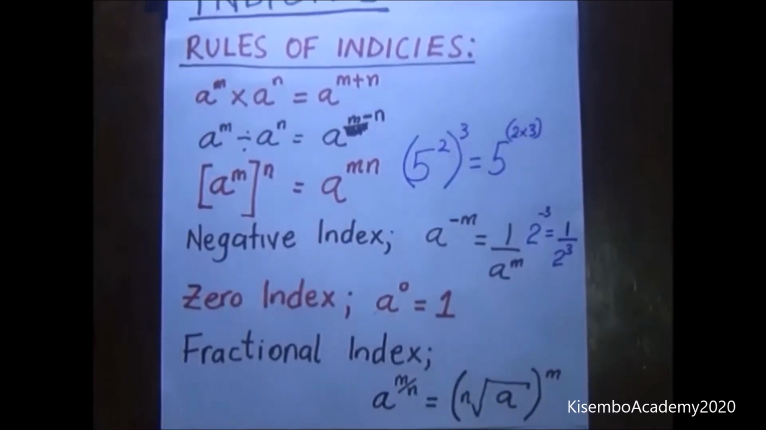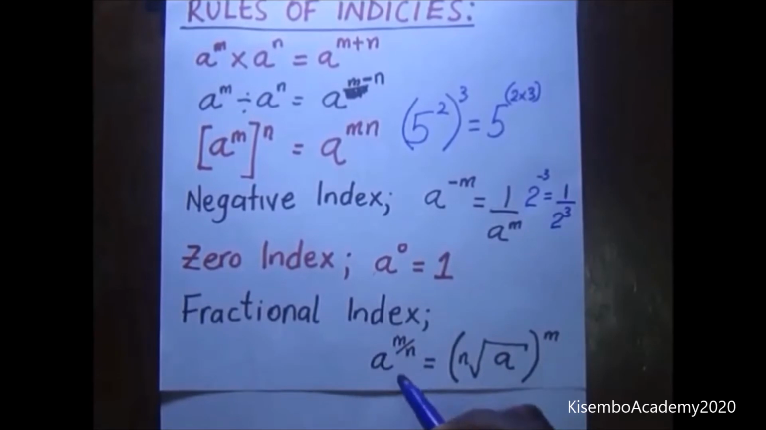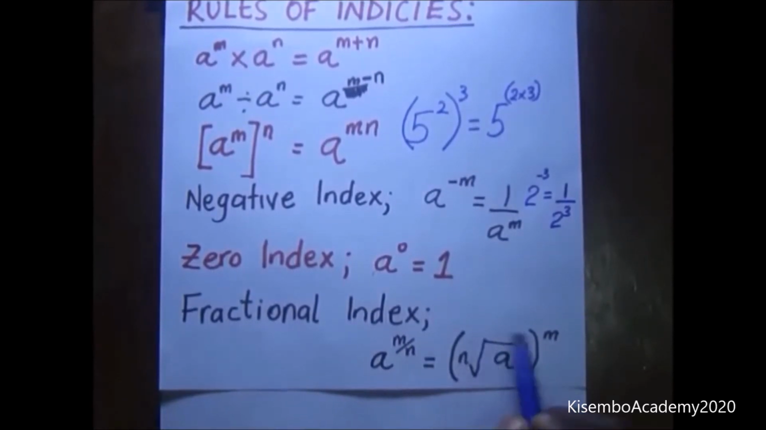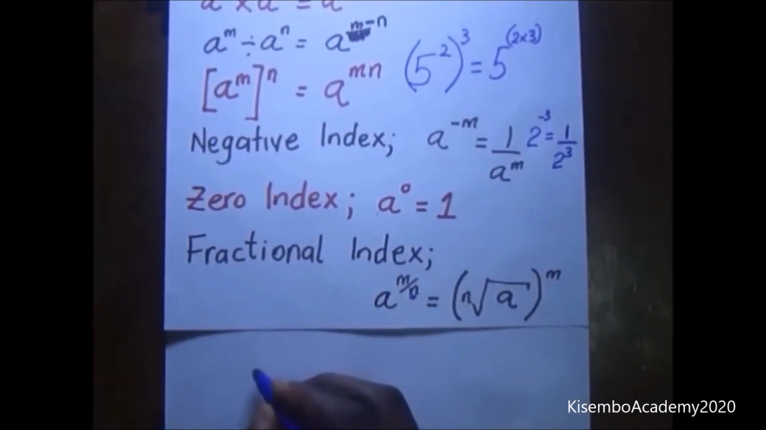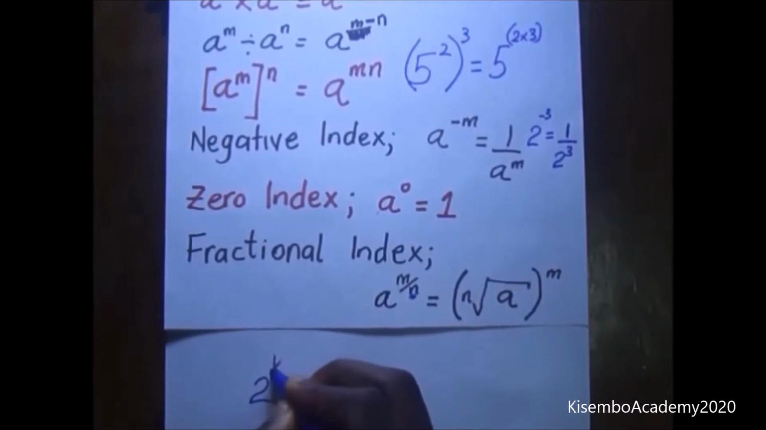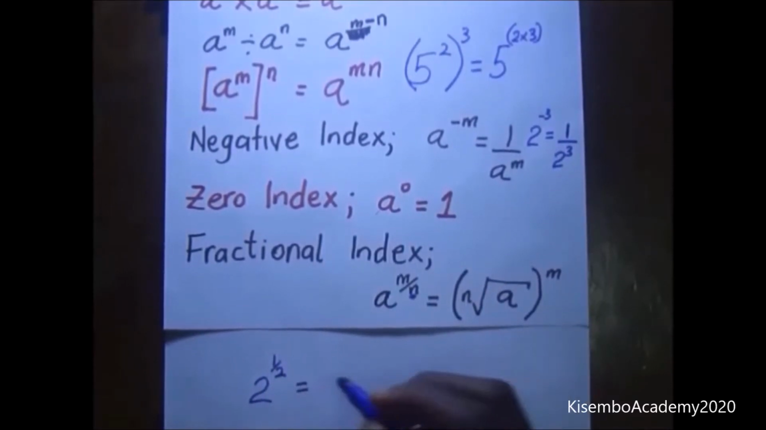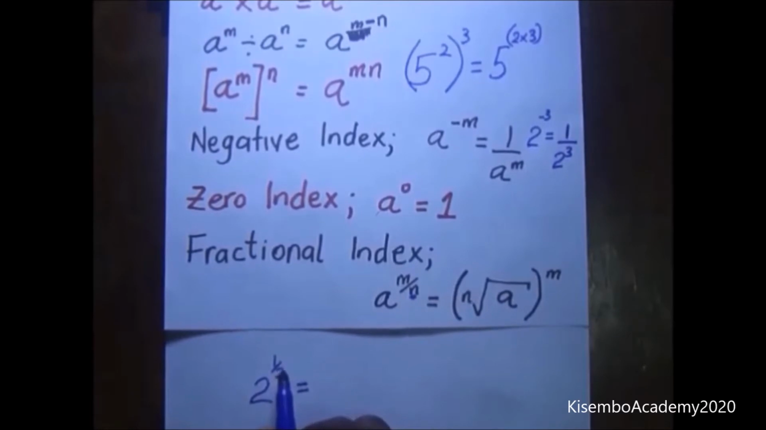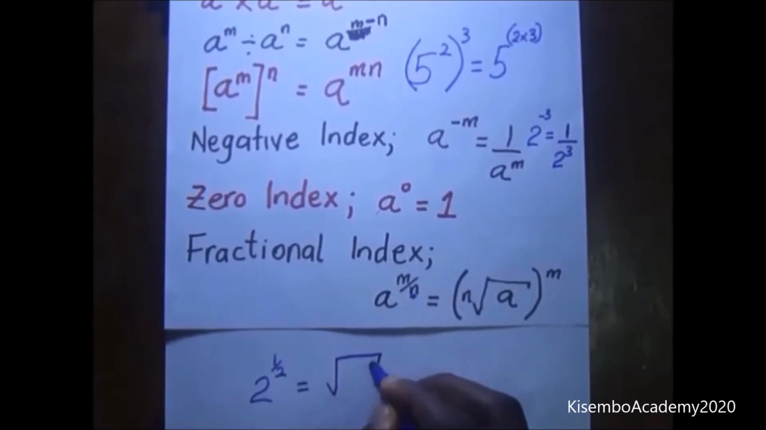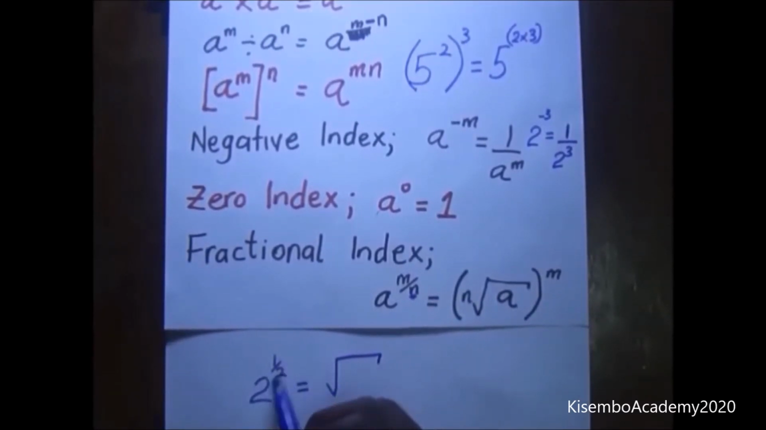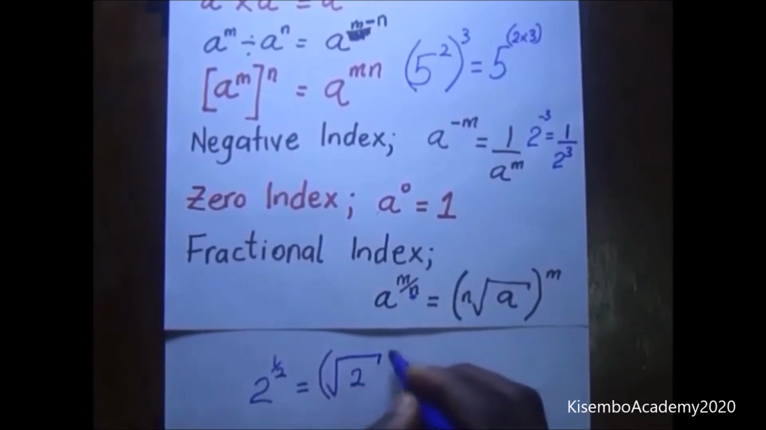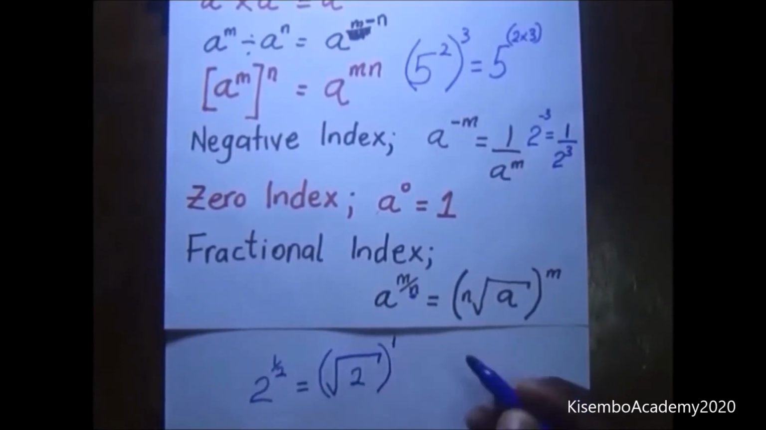Then we have the fractional index. The fractional index, a to the power m over n, is the same as saying the root of that denominator n, to the power of the numerator. I'll give you an example. Let's say you have 2 to the power a half. 2 to the power a half is the same as saying, now 2 in the denominator means it's the square root. Of course, you do not put the 2 there, but it means the square root of 2. But the square root of 2 is to the power 1.